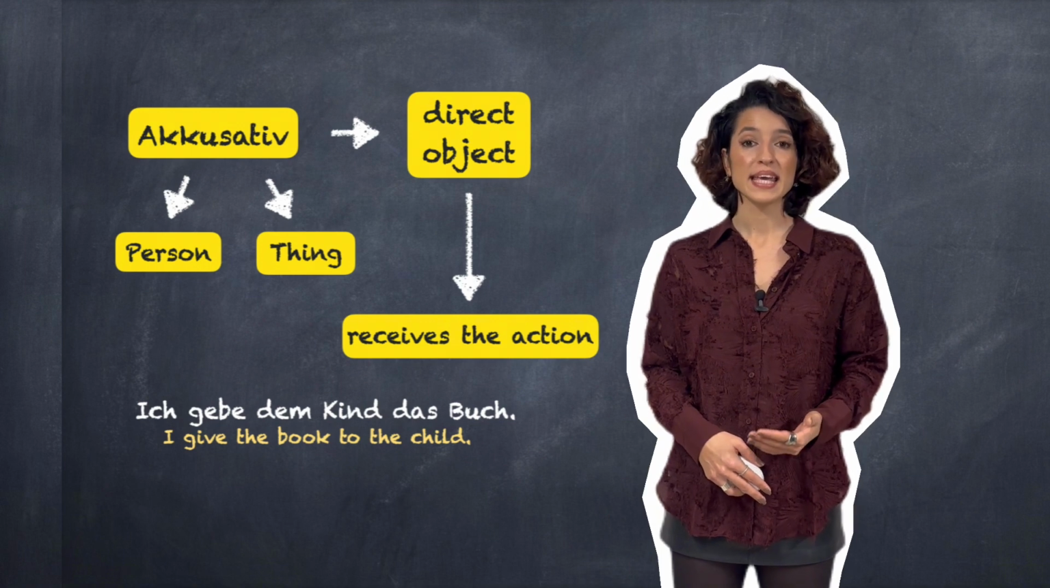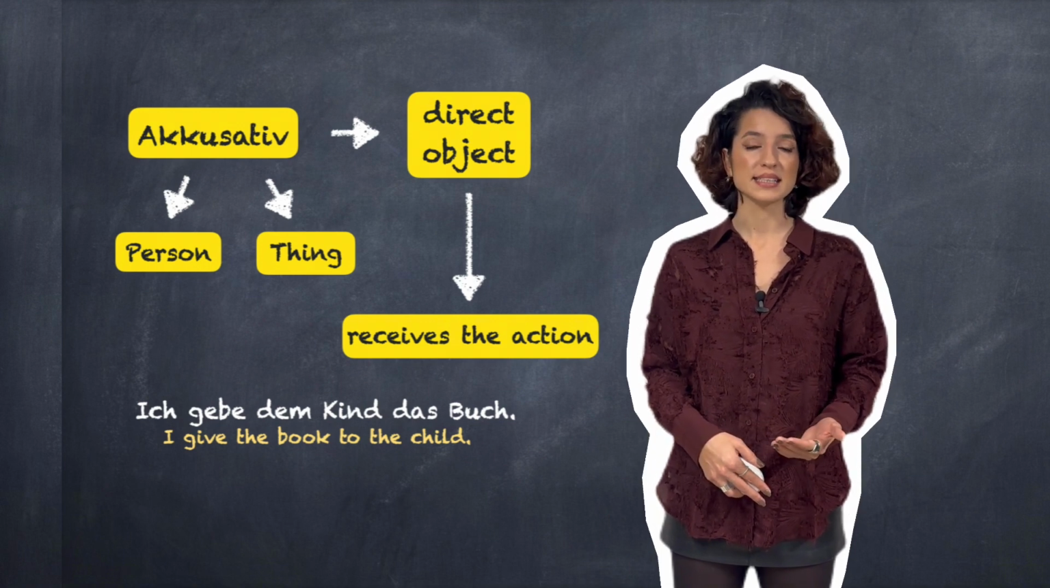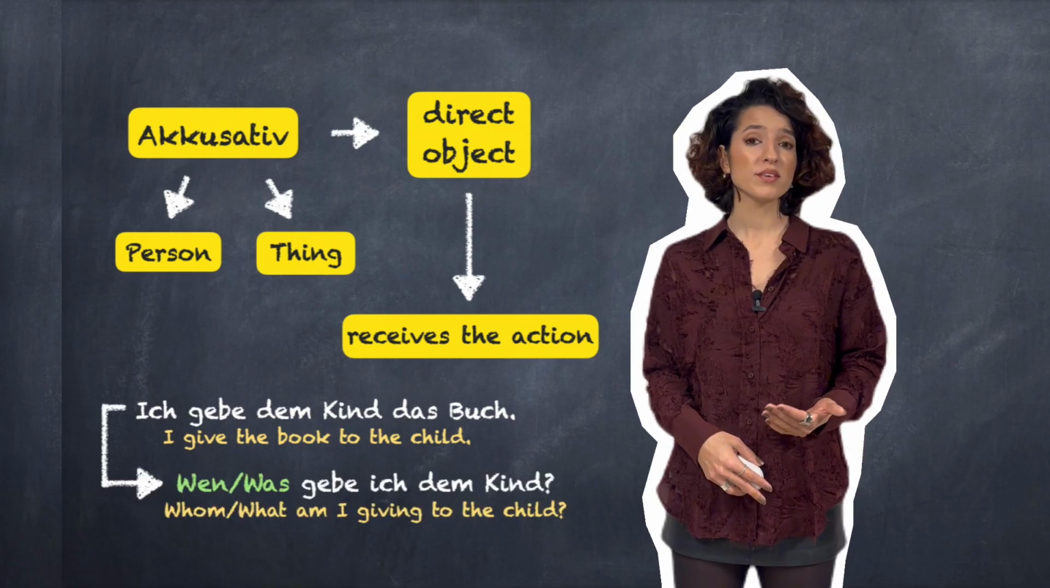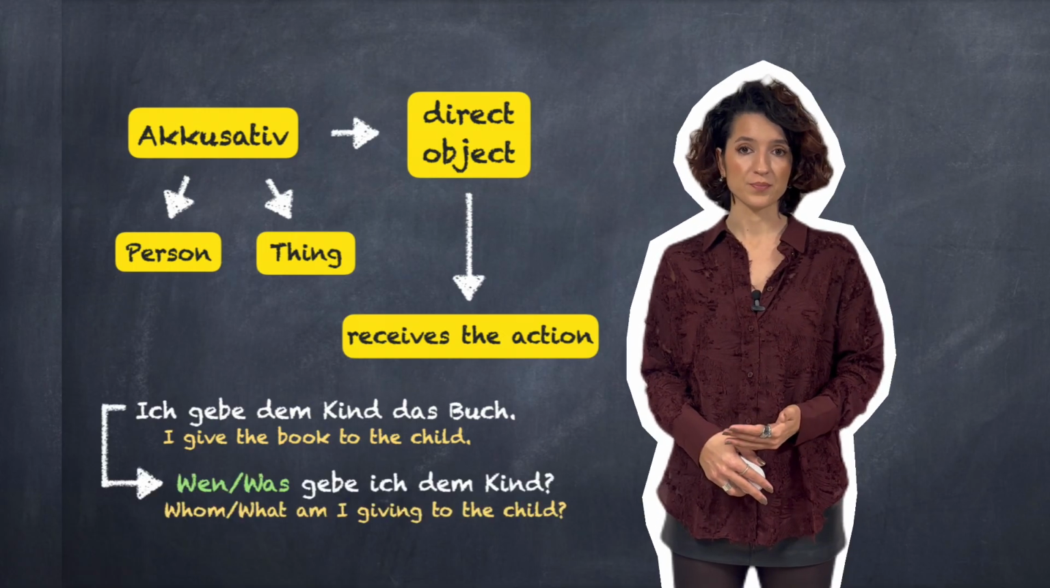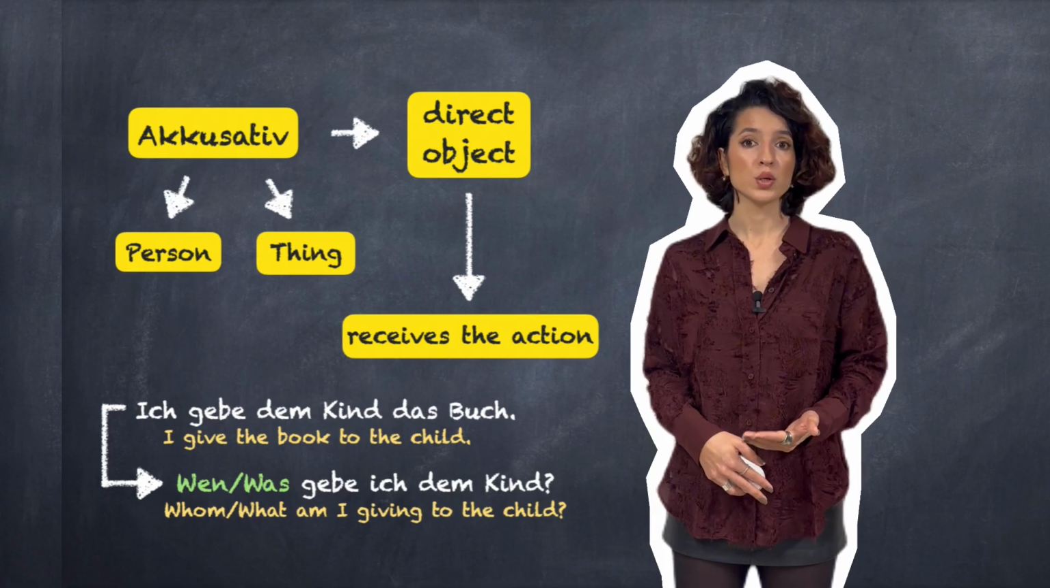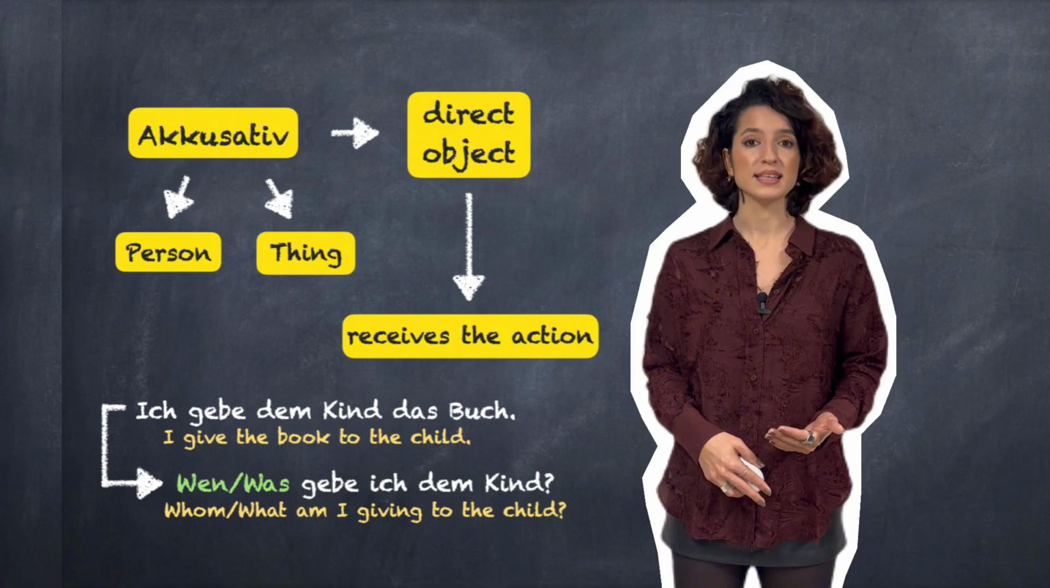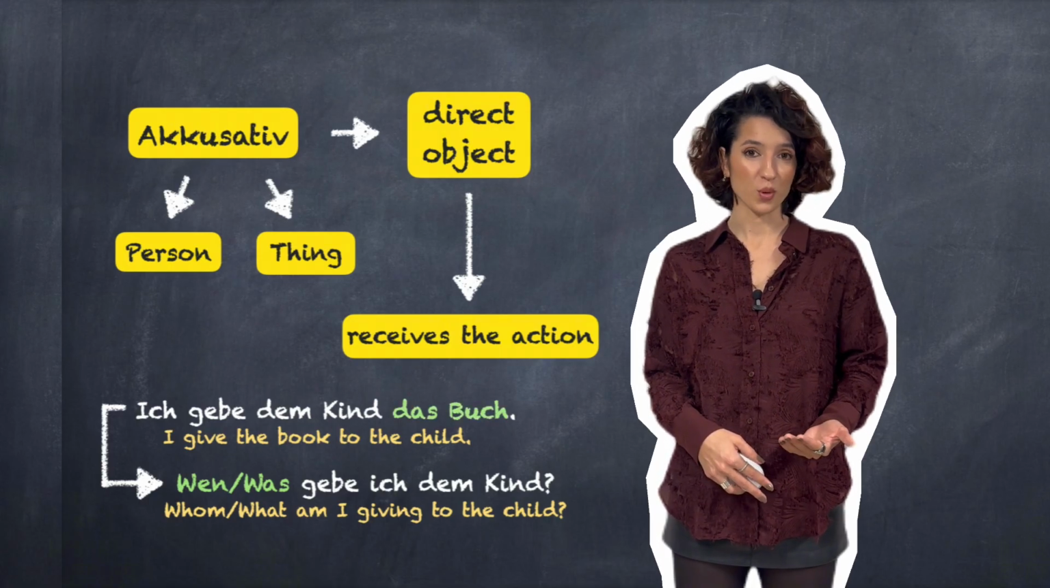For example, ich gebe dem Kind das Buch. I can ask, wen oder was gebe ich dem Kind? Whom or what do I give the child? The answer will be das Buch, the book.